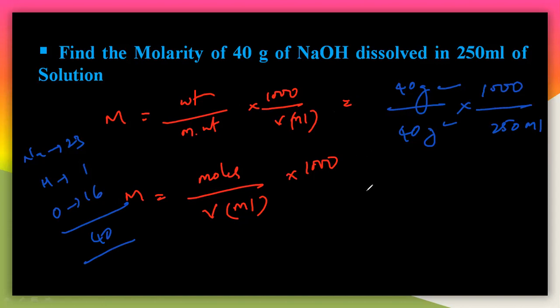So this is the final molarity of the solution having 40 grams of NaOH dissolved in 250 ml of solution. Here it is 40 grams by 40 grams into 1000 by 250. This is the calculation for the molarity. It is a very important thing. You should remember this molarity here.